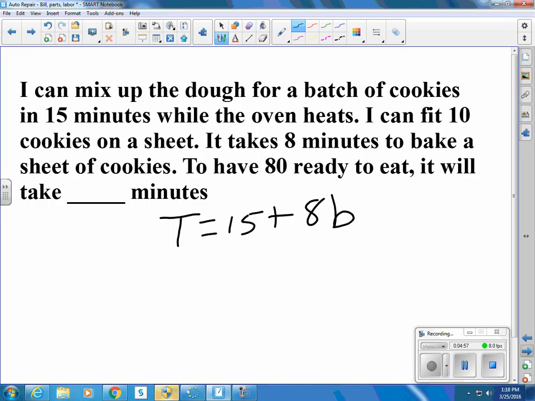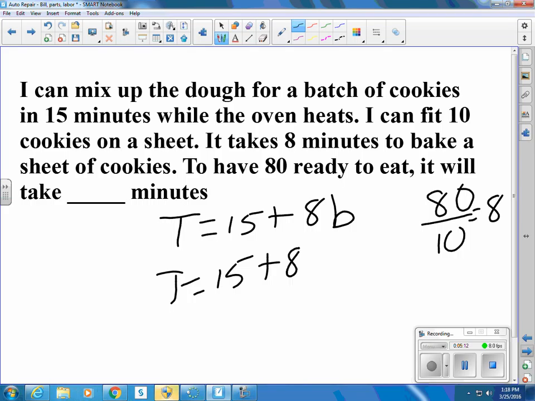Well, how many batches am I going to have to make? If I'm going to make 80, and I can fit 10 on each one, that says I'm going to have to make 8 batches. So my time is equal to mixing up the dough plus 8 bake minutes in the oven 8 times. So that'll be 64 plus 15 is 79 minutes total.